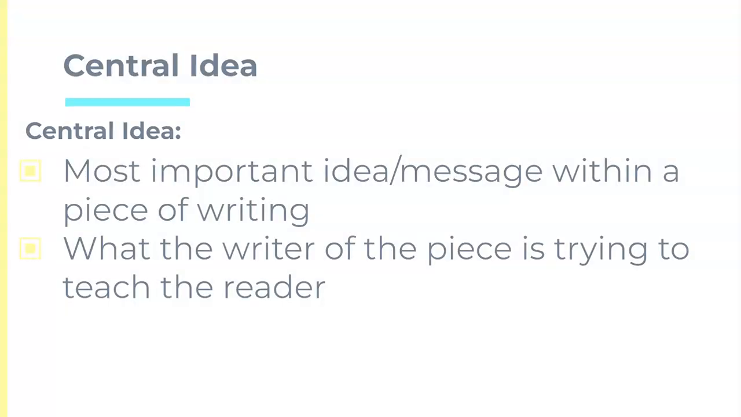All right, now that we've taken a look at the rubric, let's think about the most important part of this entire thing: identifying the central idea. Just a reminder, a central idea is the most important idea or the main message within a piece of writing. It is what the writer of the piece is trying to teach the reader. So what does the writer want us to walk away with? This could be a lesson, an important inference or idea, a theme, a moral, something along those lines.